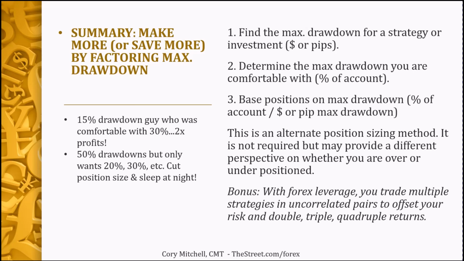Just a couple of refreshers here. Remember that 15% drawdown guy who was comfortable with 30% drawdowns? He could double his profit simply by doubling his position size. The person who wasn't comfortable with 50% drawdowns and wants to reduce it can do that by cutting their position size in half or a quarter or a third. So these were the 3 steps to find out what your position size is for the maximum drawdown. I'll let you read over those or skip back to the actual slides.